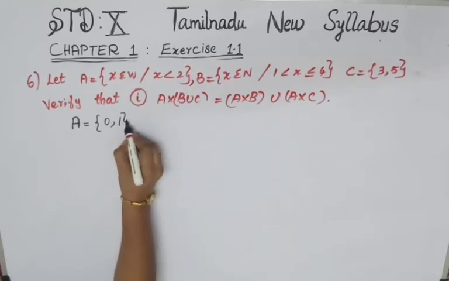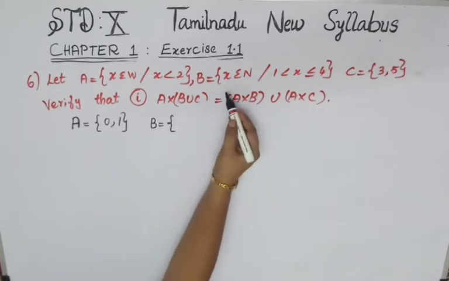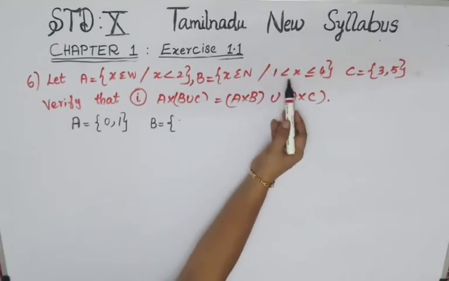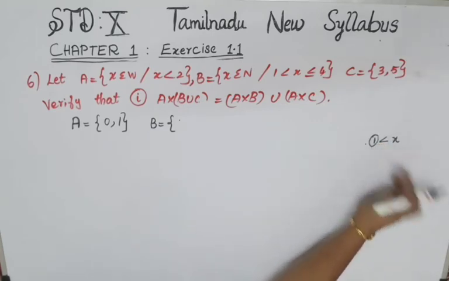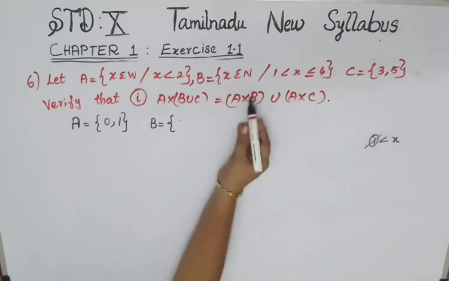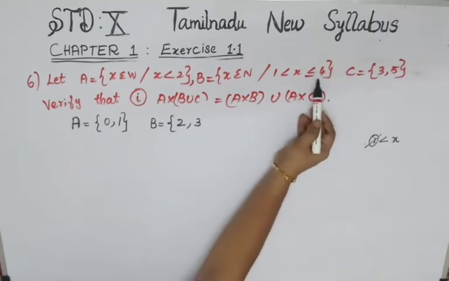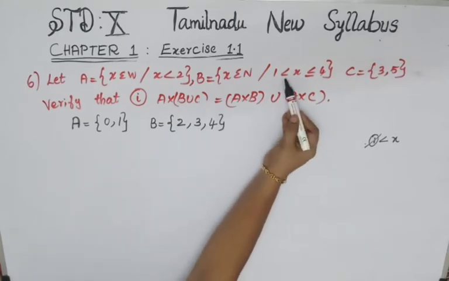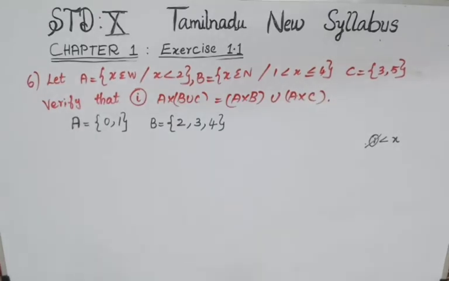Okay. So A = {0, 1, 2}. Then B: x belongs to N, which is nothing but natural numbers, starting from 1. But 1 is not included, because only if 1 ≤ x was given could you write 1. They have given only less than, so you should not write 1. So you start from 2, 3, and since 4 is given as less than or equal to 4, you include 4. So the logic is whenever equal to is there, that number has to be included; equal to is not there means that number has to be eliminated. So this is your B.